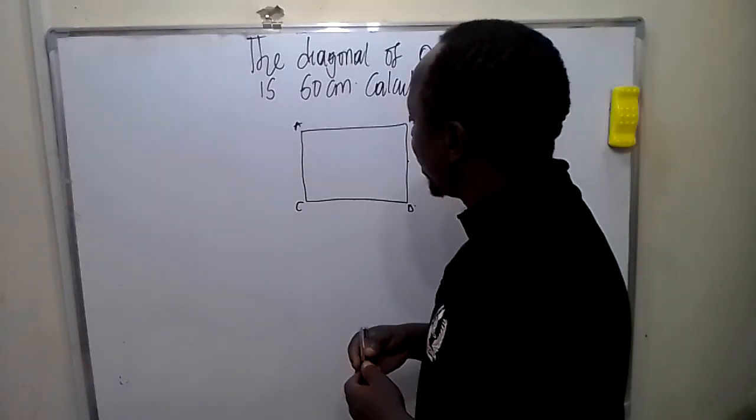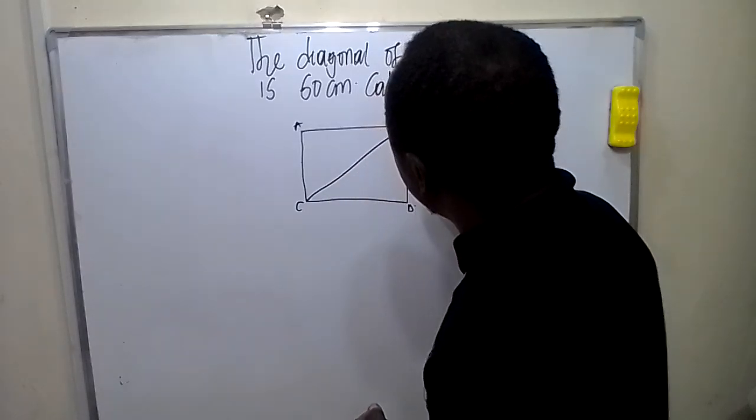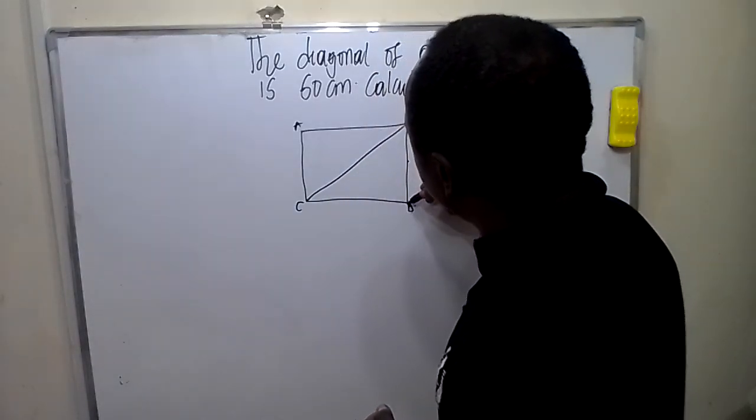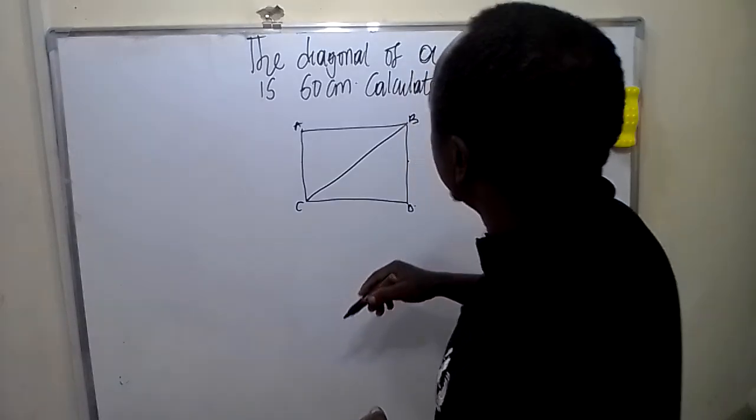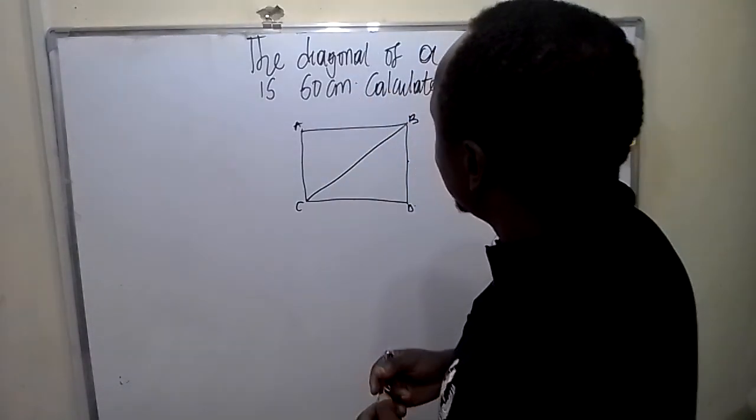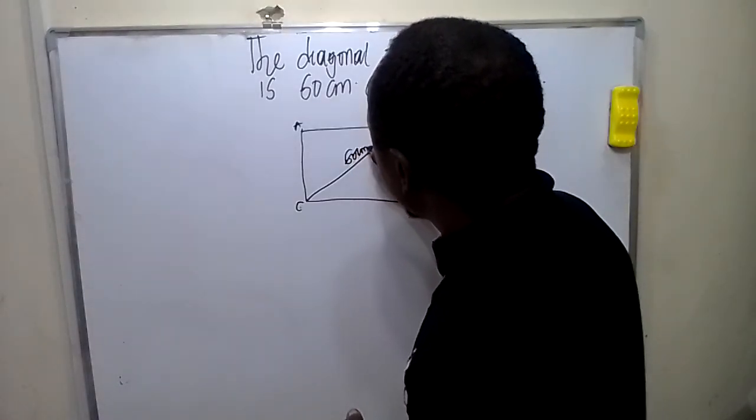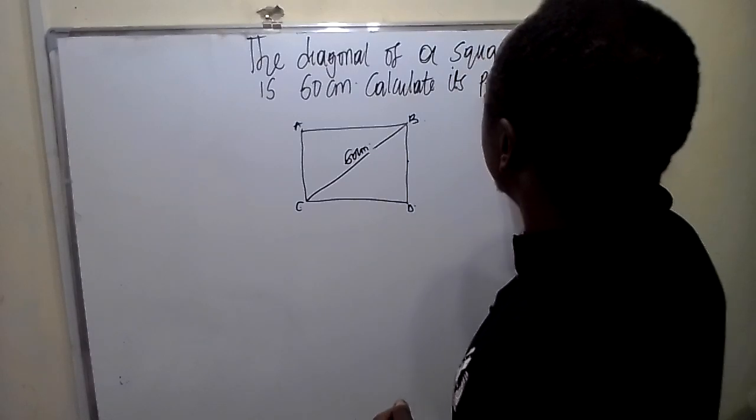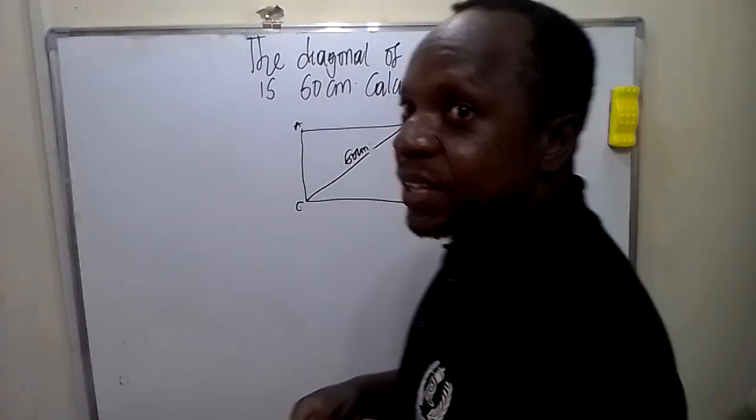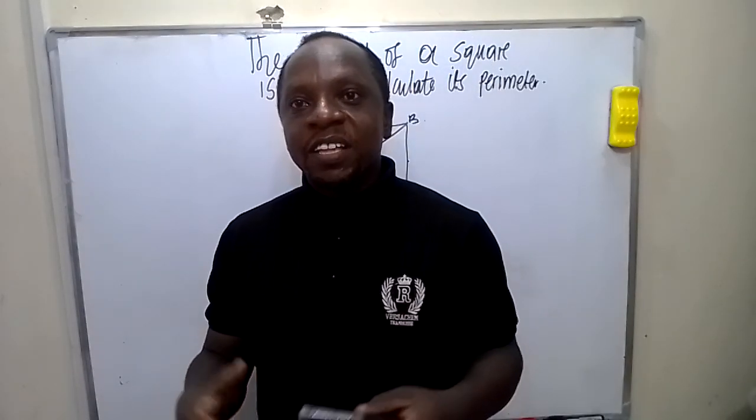Also, a diagonal is a line you draw from one corner to the opposite corner. It can be from this point to this point. From the question, we are given the diagonal as 60 centimeter. That is, CB is 60 centimeter. We are asked to calculate the perimeter. The perimeter of any figure is simply the total distance round the figure.